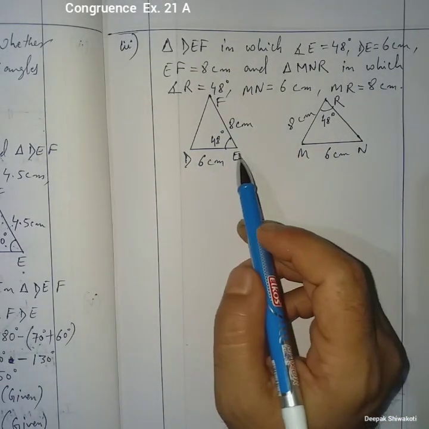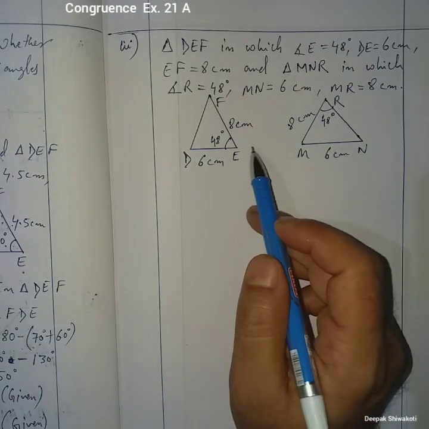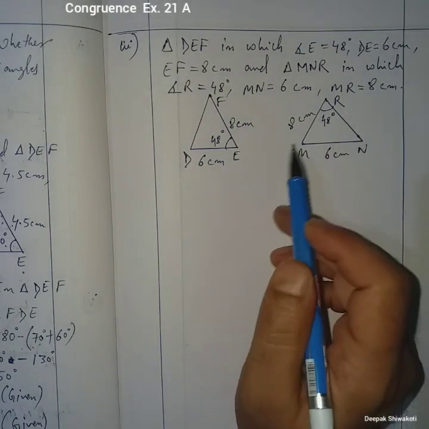So corresponding sides are not equal here, corresponding angles are also not equal here. So these two triangles are not congruent.